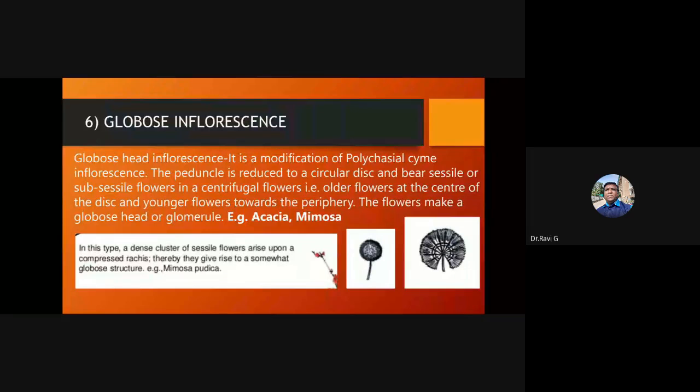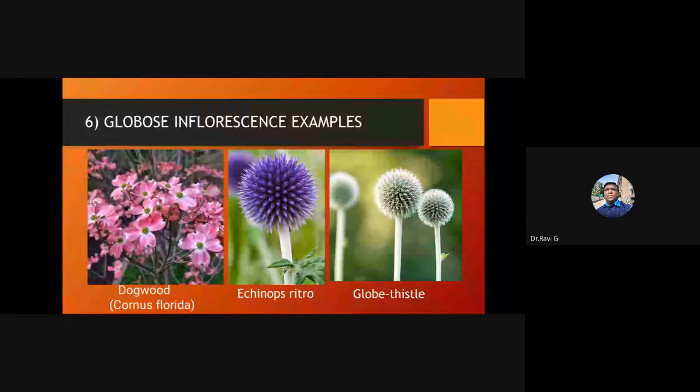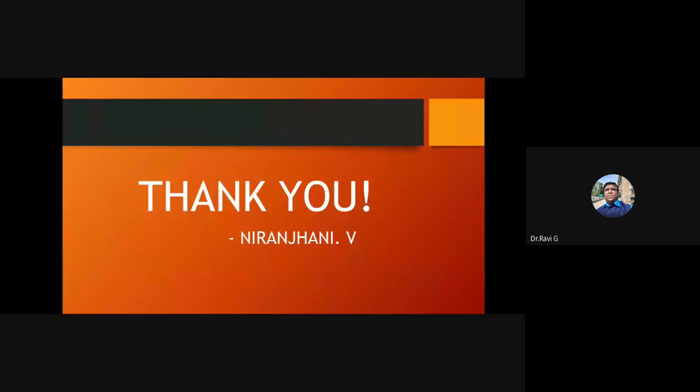In this type, a dense cluster of sessile flowers arise upon a compressed rachis. Thereby, they give rise to a somewhat globose structure, that is, a spherical structure. Example, Mimosa pudica. The pictures are shown: dogwood, Echinops, and globe thistle are a few examples of globose inflorescence. Yeah, that's it.